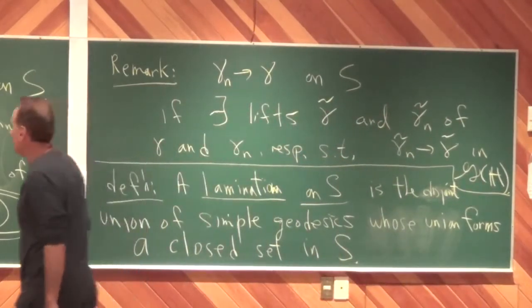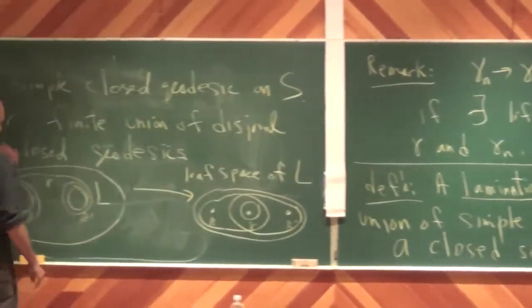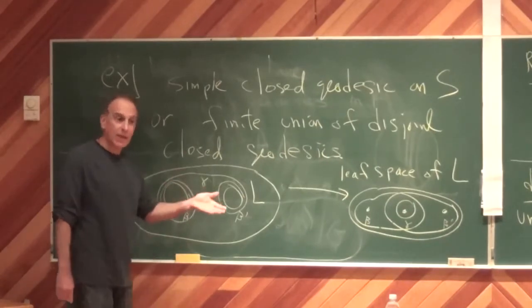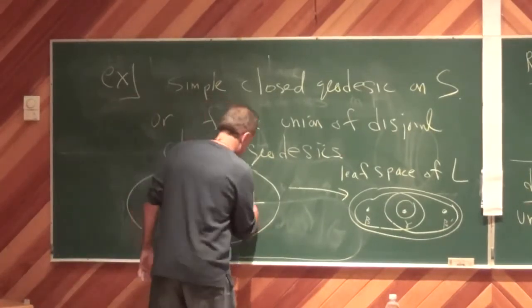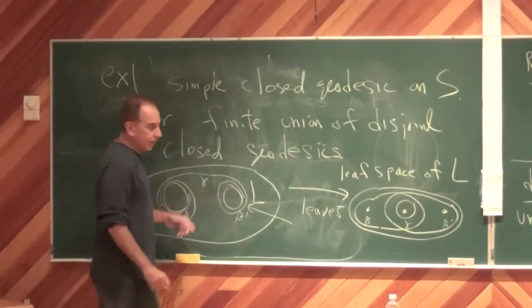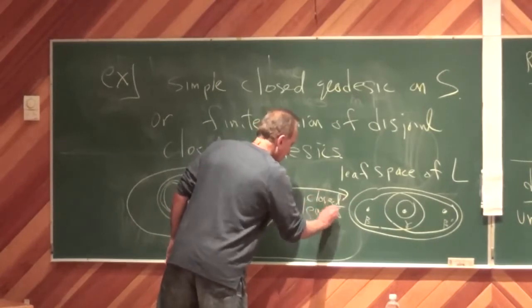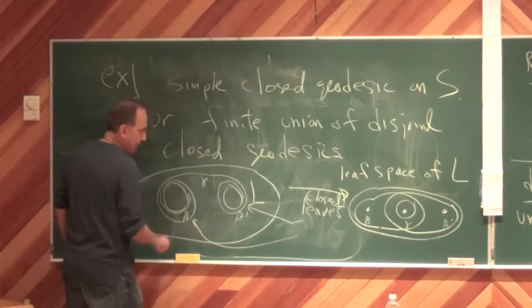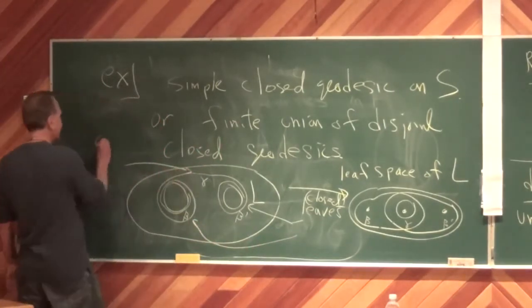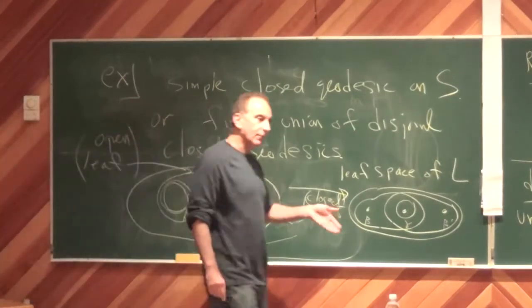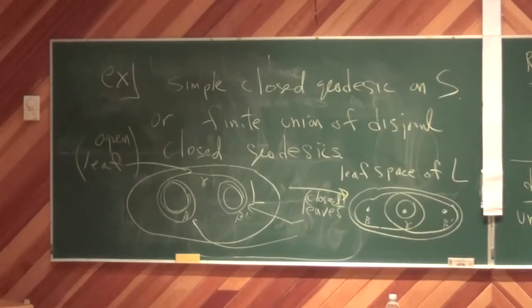Okay, so that's a geodesic lamination. Here's a couple of examples. Each of the geodesics are called the leaves of the lamination. Okay, so these are leaves. And they're either the closed leaves, which are, in this example, beta prime and beta. And then gamma, we'll call it an open leaf. Okay, so when you have a lamination, it's made up of leaves. The leaves are either closed or open.